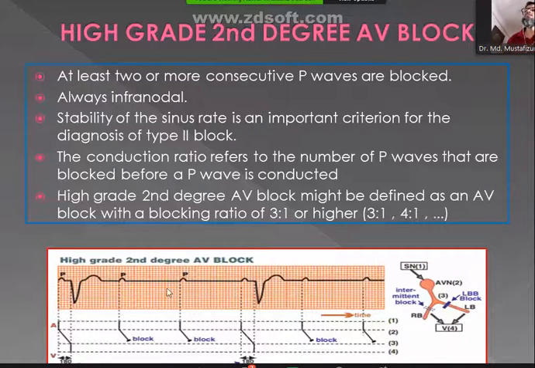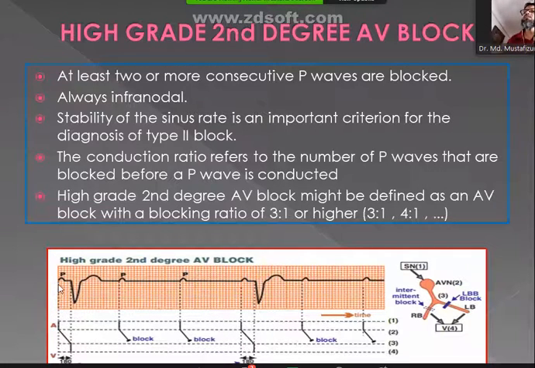Here the difference is that the PR interval is constant, but at least two P waves are necessary for non-conduction. So at least two or more consecutive P waves are blocked, and it is usually infranodal. It is a high grade, advanced second degree heart block. And stability of the sinus node is an important criterion.